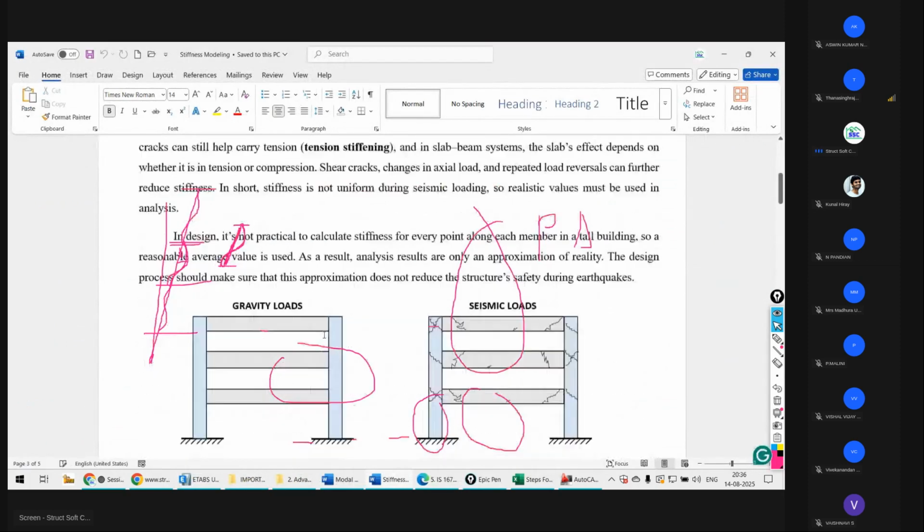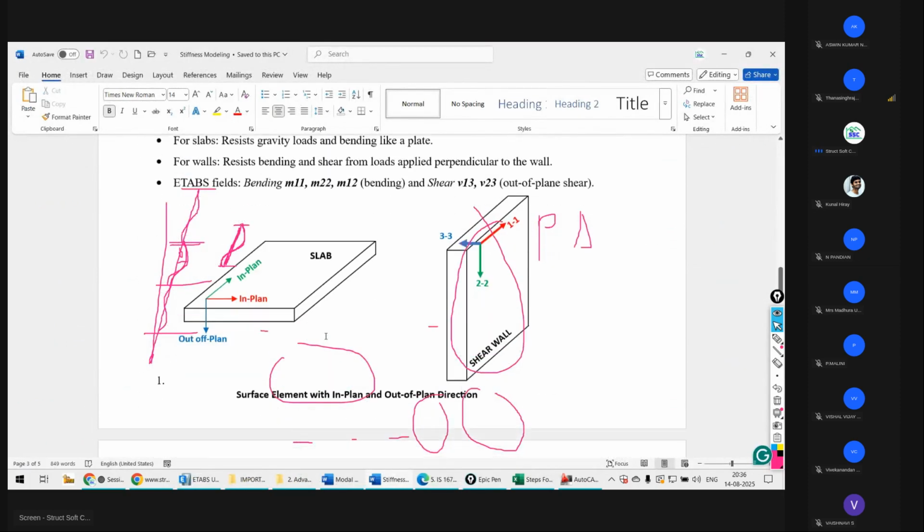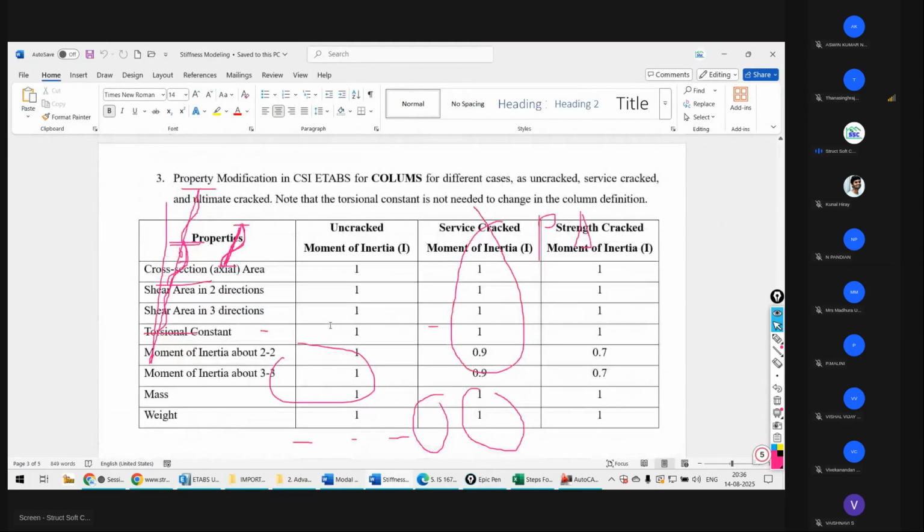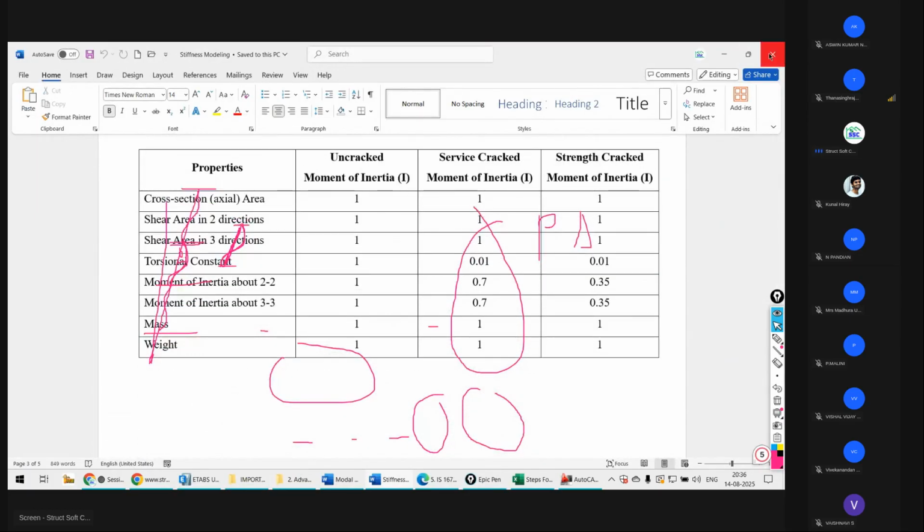Look at this figure. I think in this also it is not available. Sorry.